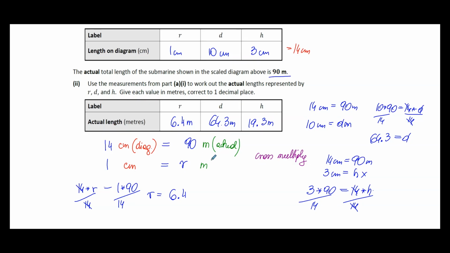The most important thing is that I am comparing like with like. That's why I did that with color: centimeters with centimeters, and here I have meters with meters. Now, does it matter which way we write it? No. I could turn this around and say 90 meters equals 14 centimeters, therefore R meters will equal 1 centimeter. Again, it doesn't matter as long as I compare like with like, and it will always work. And that is the way we can convert anything into anything.